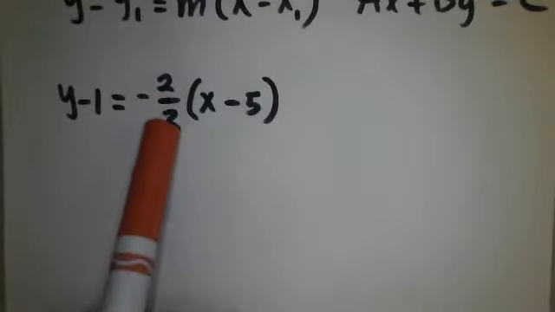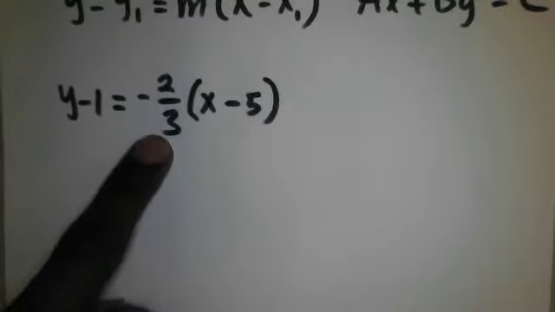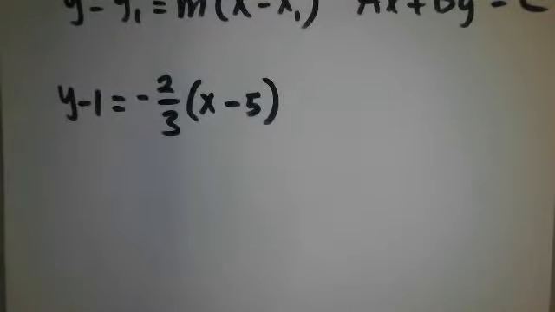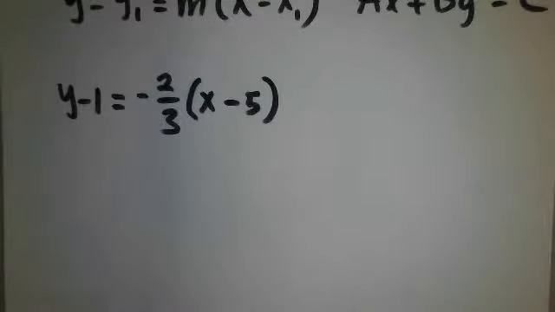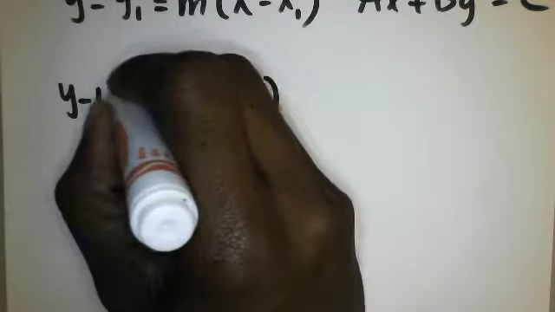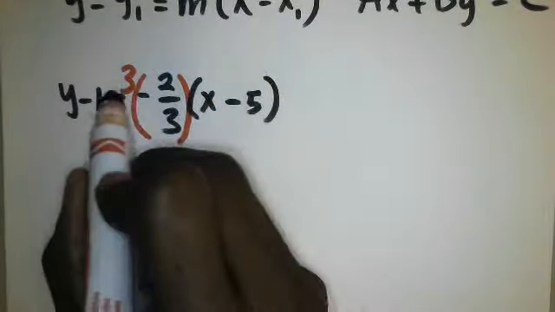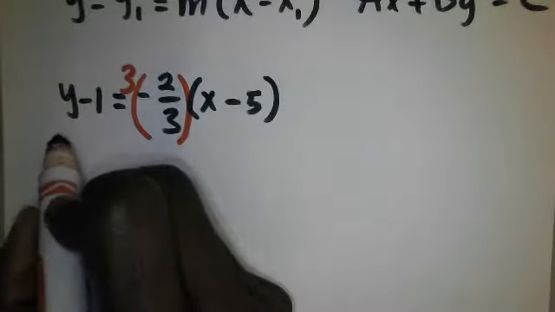Now, first of all, I do see a fraction here, so we have to get rid of the fraction. And the best way to get rid of the fraction is to multiply the fraction itself by the denominator. Now, whatever we do to one side of the equal sign, we have to do to the other. So this is what we're going to do. We're going to put it in parentheses right here and put a 3. This means we're multiplying this fraction by 3.